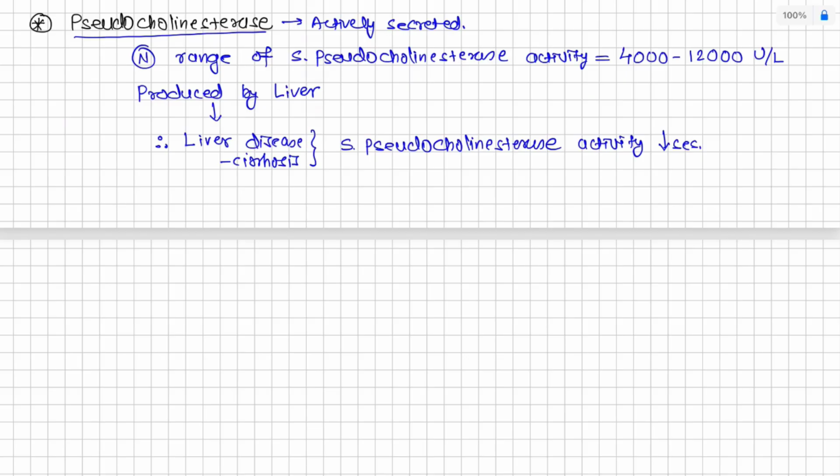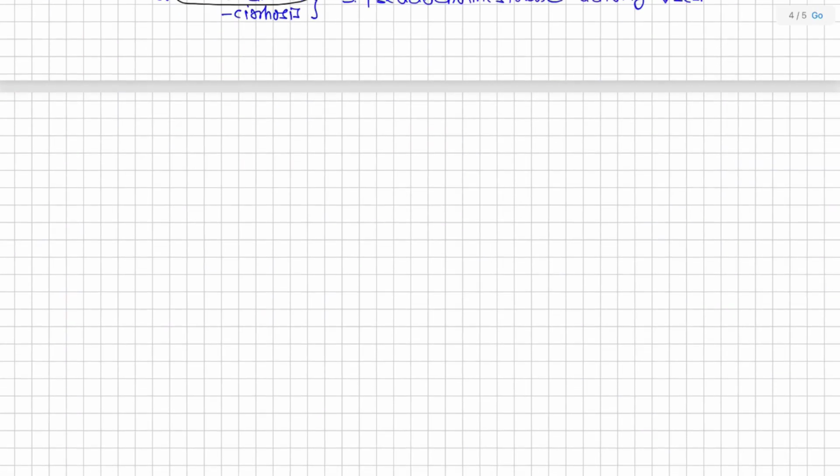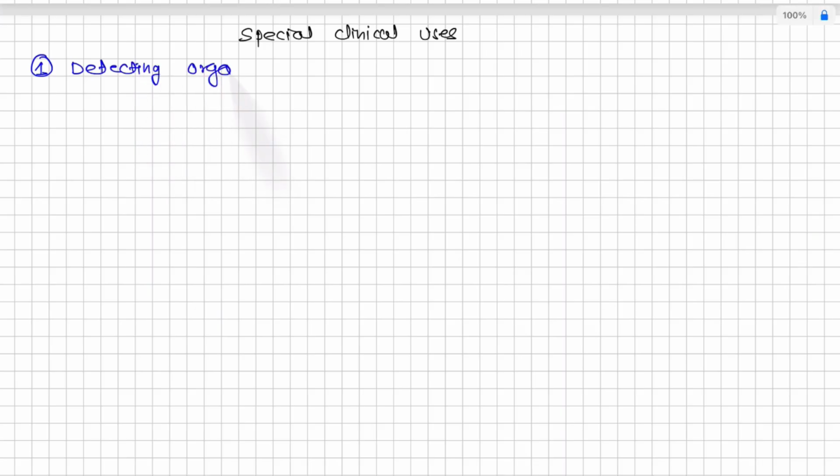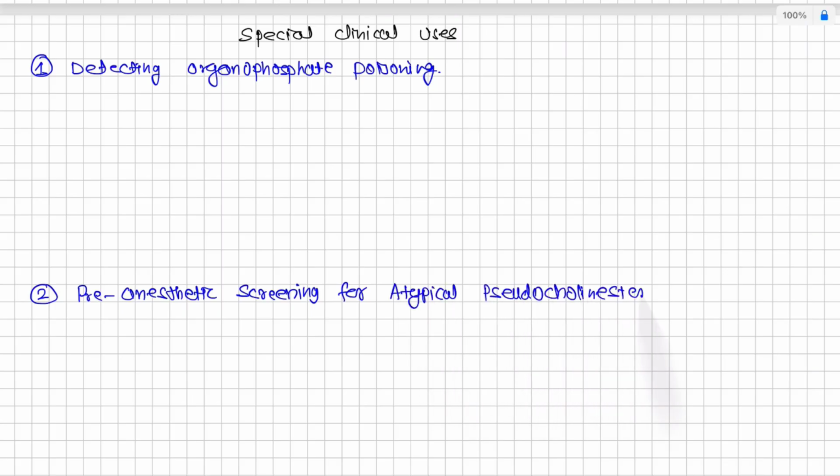But there is one twist in the story. This enzyme is not mainly used to diagnose liver disease. It actually has two very special clinical uses. The first is detecting organophosphate poisoning, and the second is in pre-anesthetic screening for atypical pseudocholinesterase. Let's understand them one by one.